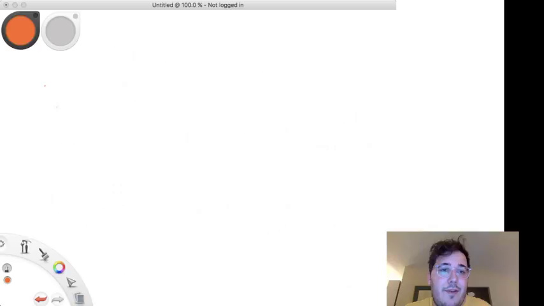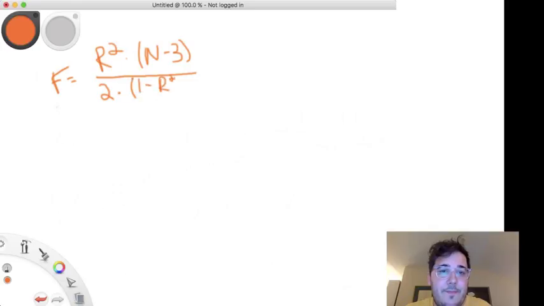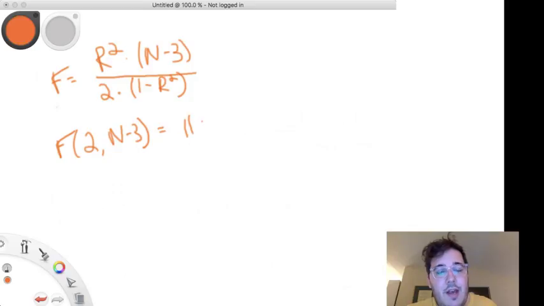Right, so you have your F, which is R squared times n minus 3, divided by 2 times 1 minus R squared. So in this case, the way you report it is F of 2 and n minus 3 degrees of freedom equals some number. So where do they come from?